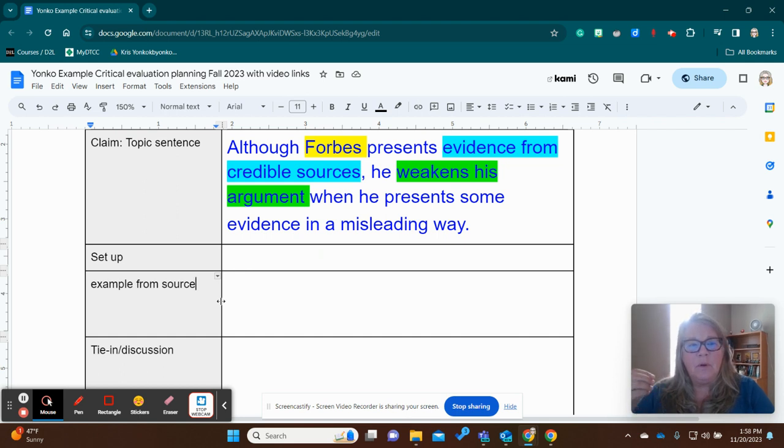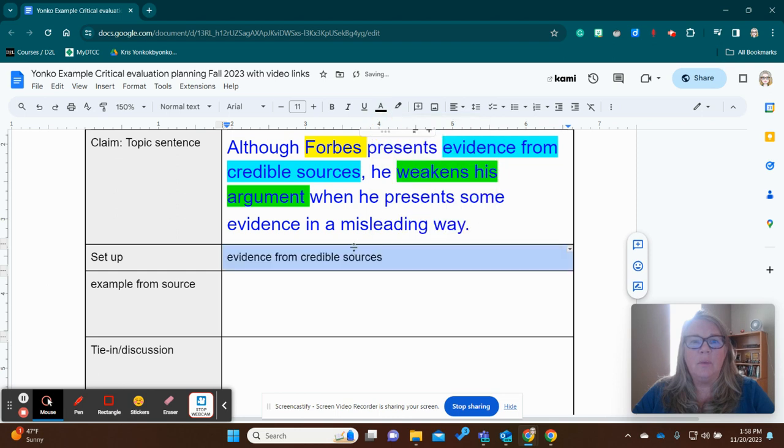So my example that I can say here, so see, the first part of my topic sentence says that he does present some evidence from credible sources. So I'm going to go into what evidence he has from credible sources. That's going to sort of be my setup. So instead of a specific quote, that's not really going to show that it's a credible source, I want to tell what sources he got his information from. So that's going to be more of a list of examples, right?